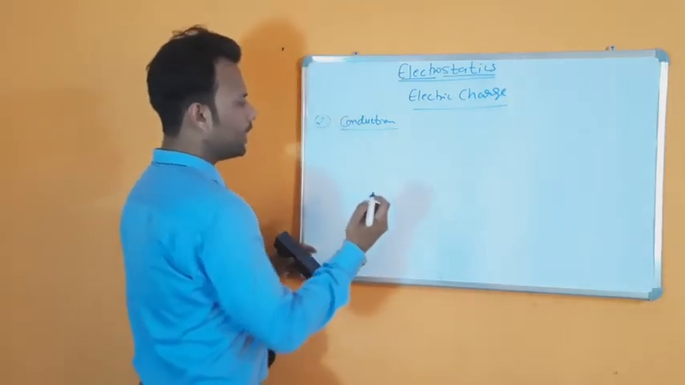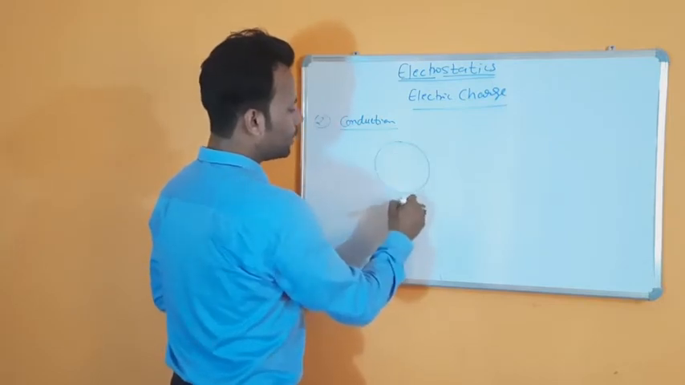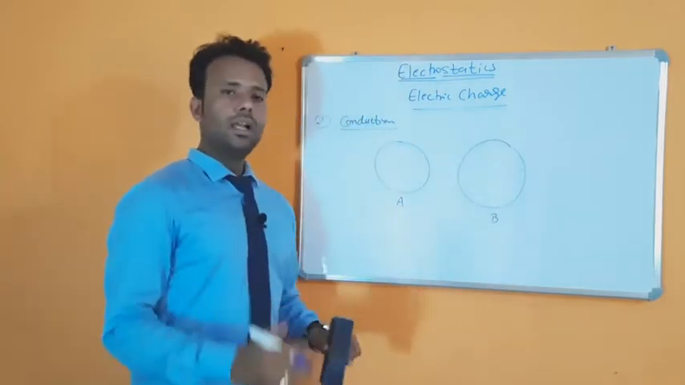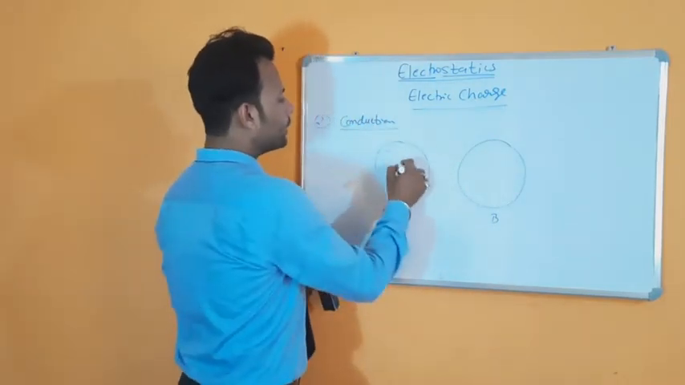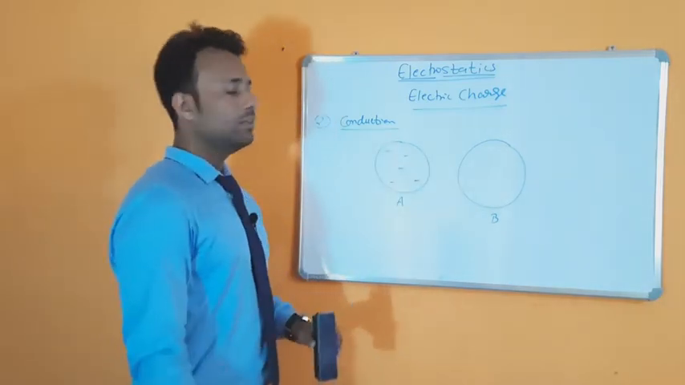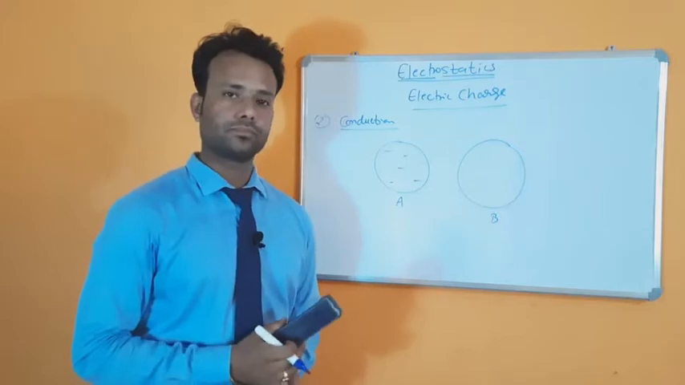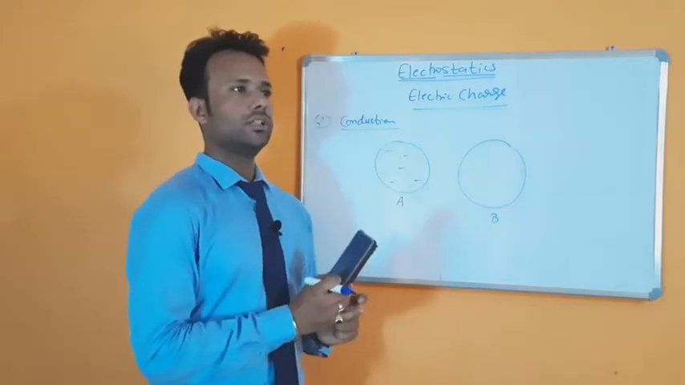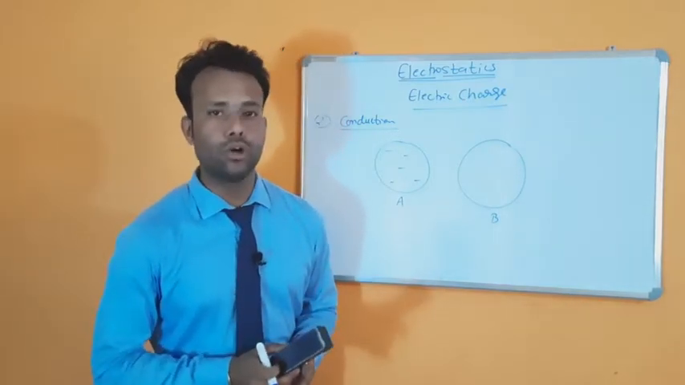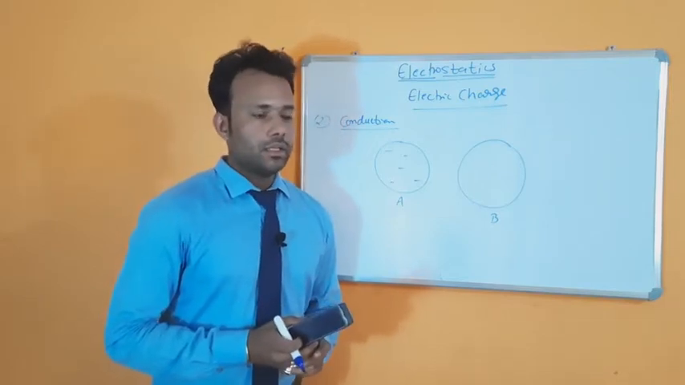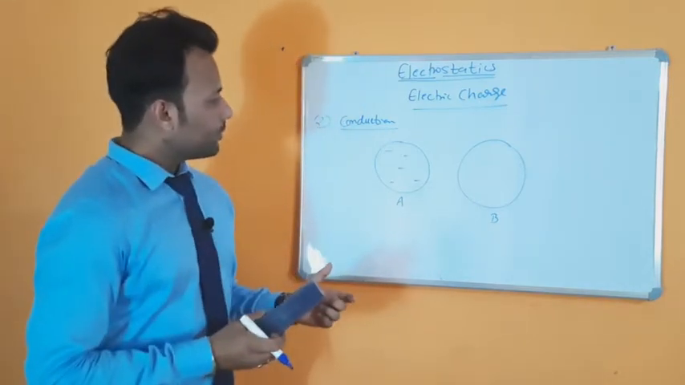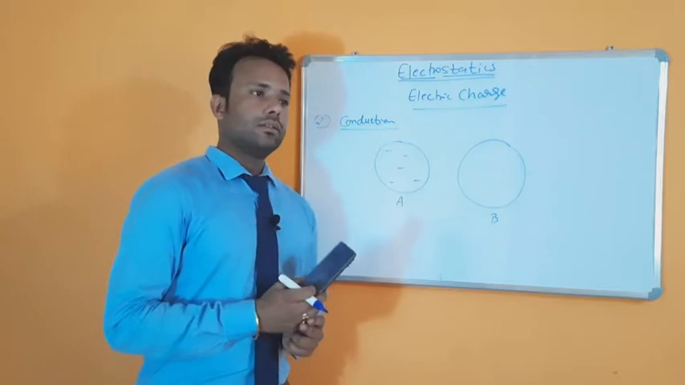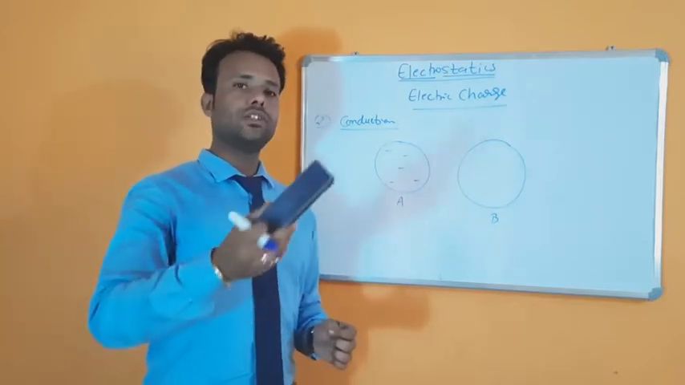Let's say, suppose we have two bodies, like this is the body A and suppose this is a body B. And initially, this body A was negatively charged and there is no charge on the body B. Now there is a property, or we can say there is a law, for how the charge transfers from one body to the another body. Charges always flow from excess of electron to the deficiency of electron.